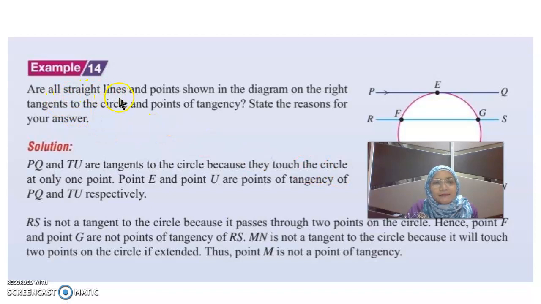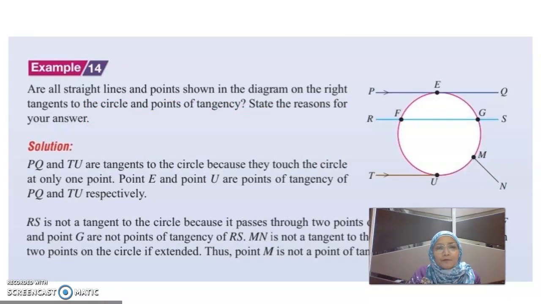Are all straight lines and points shown in the diagram on the right tangents to the circle and points of tangency? State the reason for your answer. PQ and TU are tangents to the circle because they touch the circle at only one point. Point E and point U are points of tangency of PQ and TU respectively.